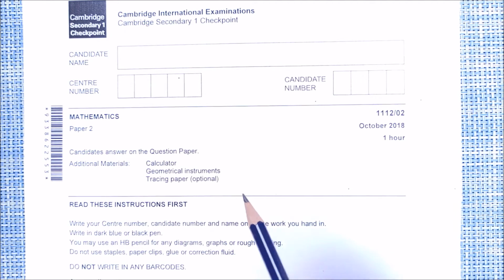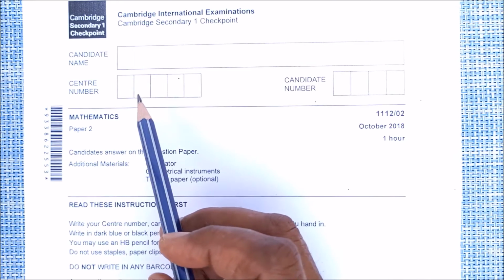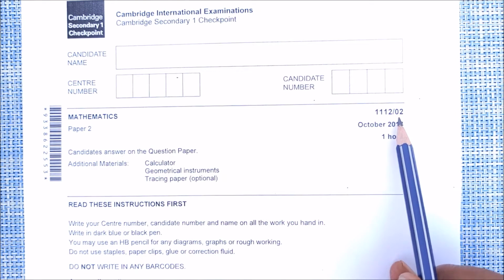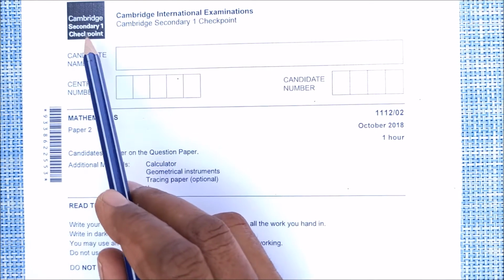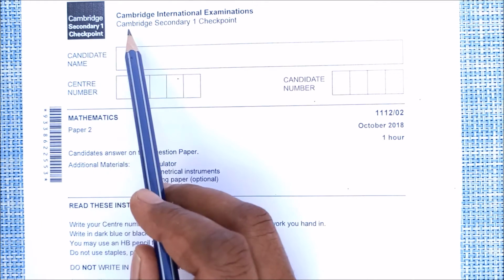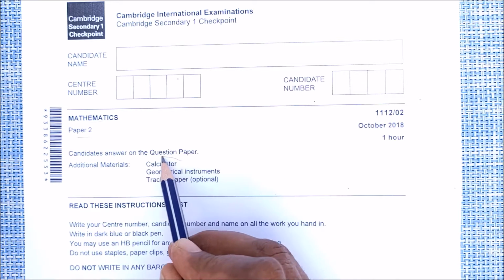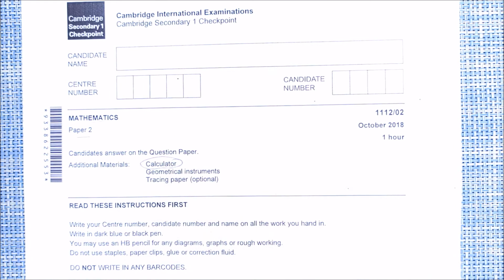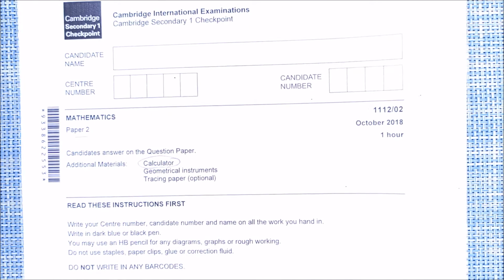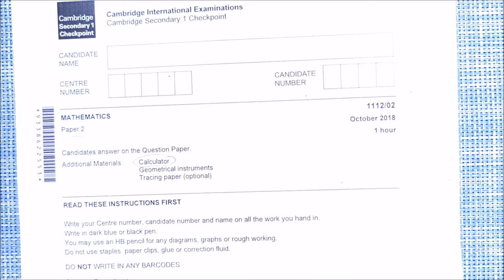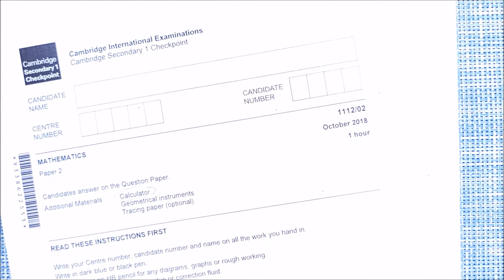Hello everyone. So this is paper 2 of mathematics, Cambridge Secondary 1 Checkpoint maths paper 2. We can use a calculator for this paper. So let's start. Question 1.